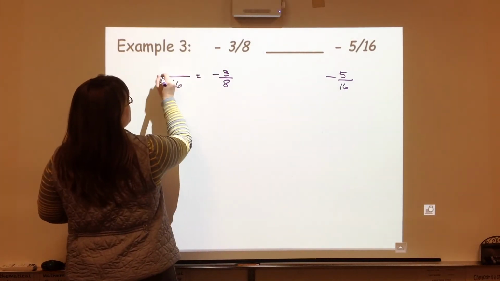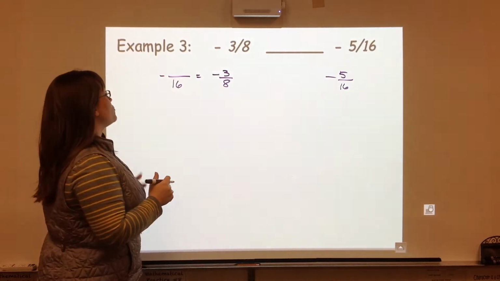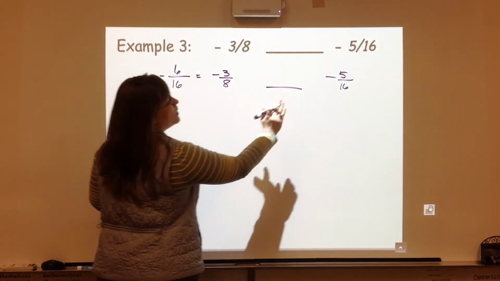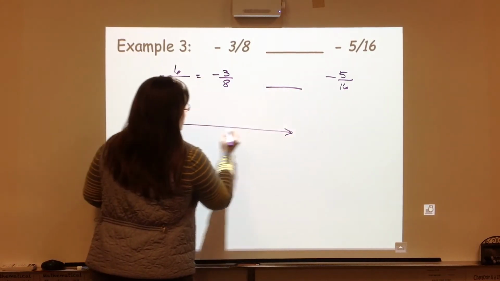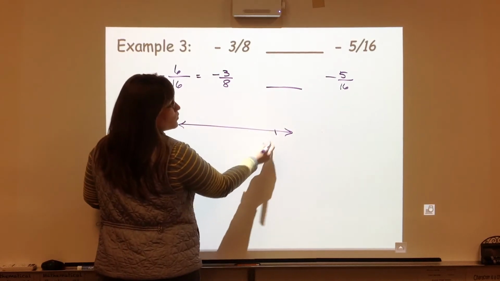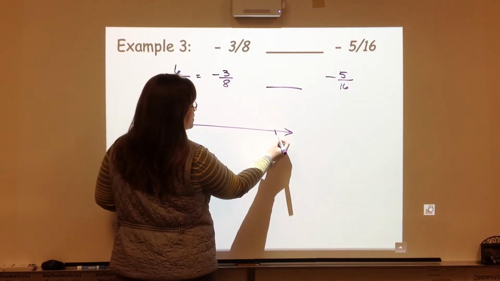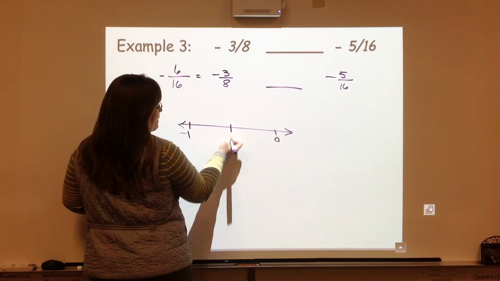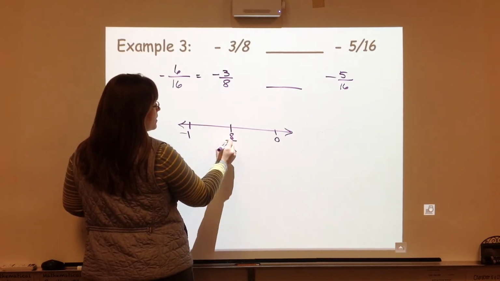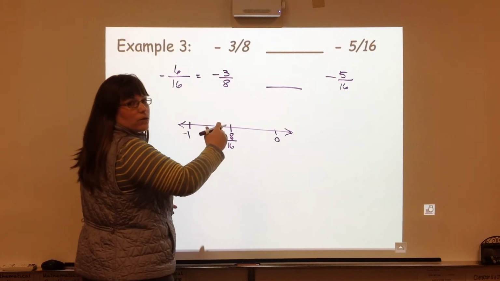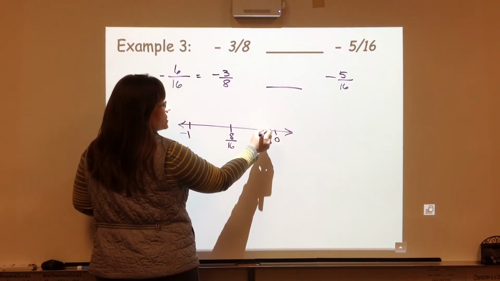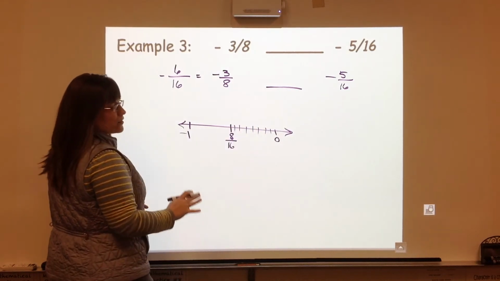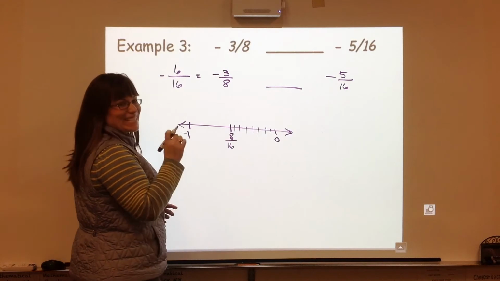So I can change this -3/8 to -6/16. So now I'm comparing 6/16 to 5/16. And again, I can make a number line where I am dealing with 16ths. So here is 0, here is -1. I'm going to have halfway in between is going to be 8/16. And remember, it goes in order. So this is 1/16, 2, 3, 4, 5, 6, 7. Not exact, but those hash marks represent 16ths.